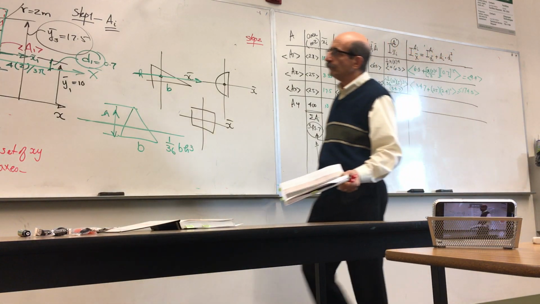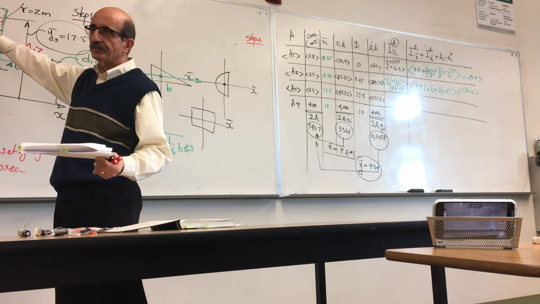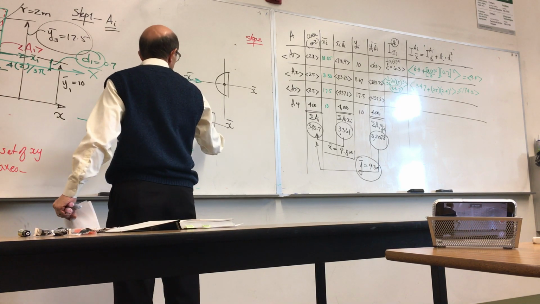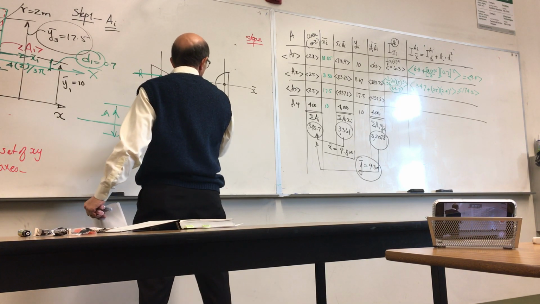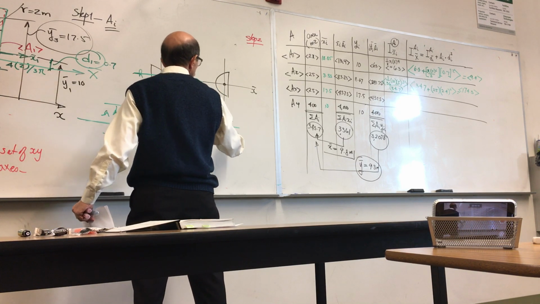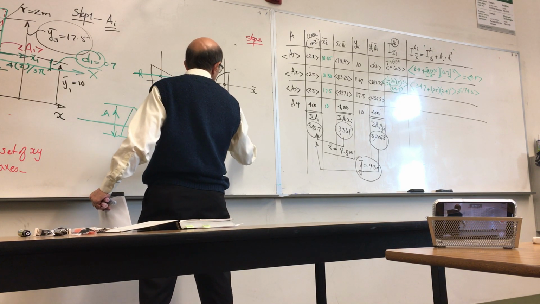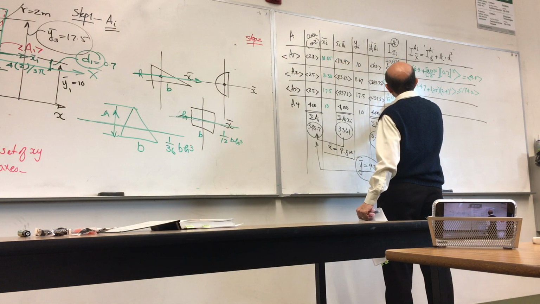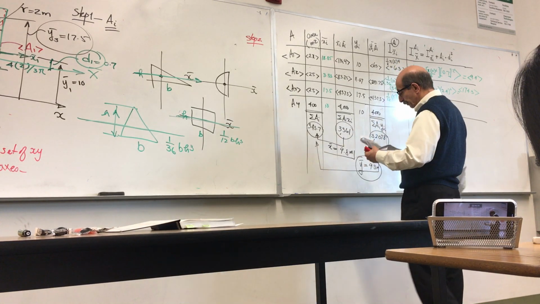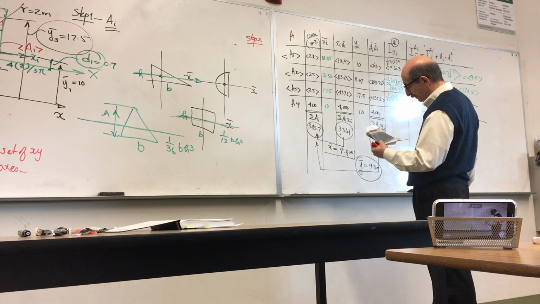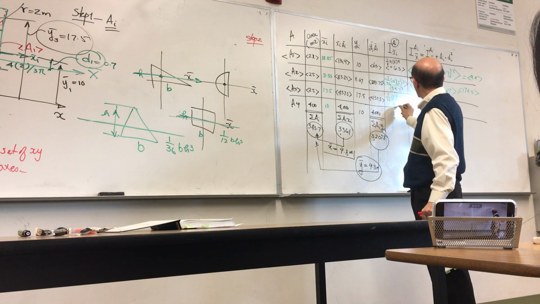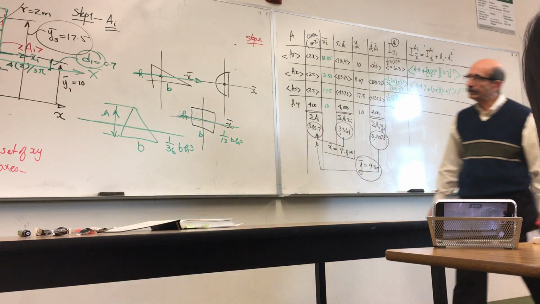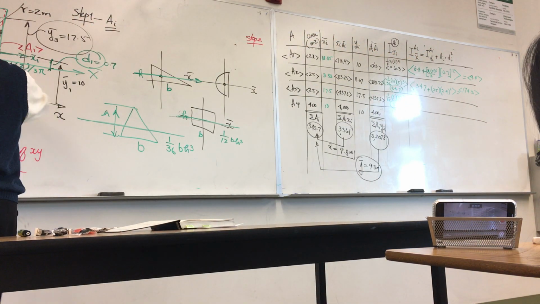You do the same for this guy. This is a rectangle, right? So if this is B, this is H. Moment of inertia of this guy about this axis is 1/12 B H cubed. So it would be 1/12, 5, 5 cubed. You simplify that, you get 52.1 meter to the 4.